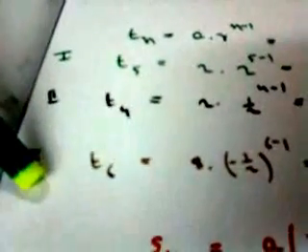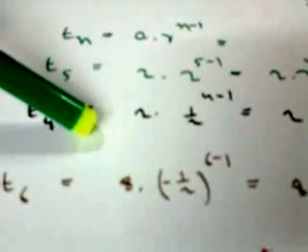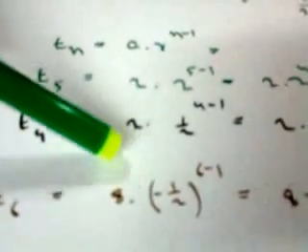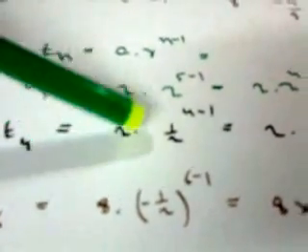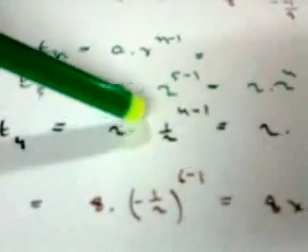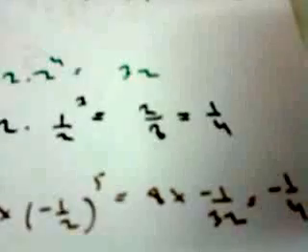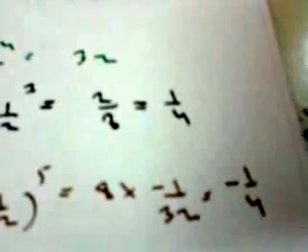Look at the third sequence. In the third sequence, if we have to find out the sixth term, then A or first term was 8, common ratio was minus half, we have to find the sixth term, so power will be 6 minus 1. 8 into minus half to the power 5, that is 8 into minus 1 by 32, so the answer is minus 1 fourth.